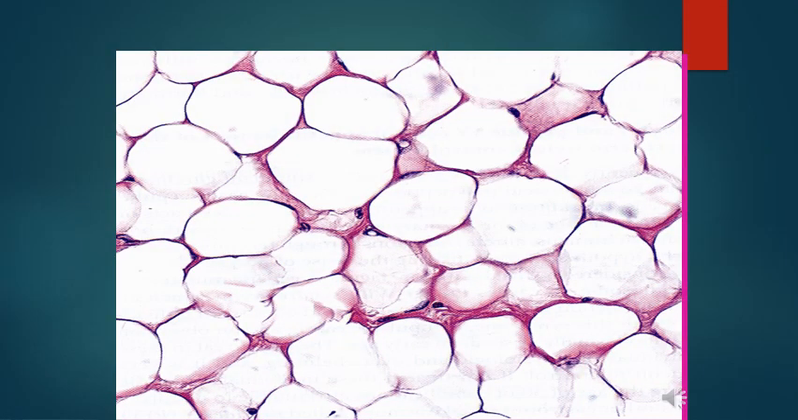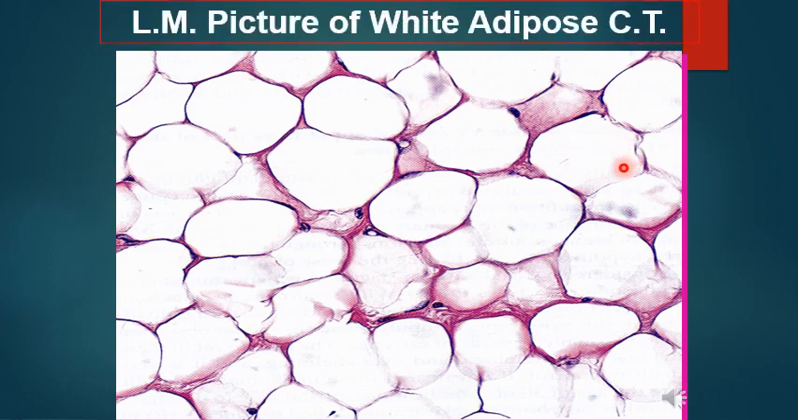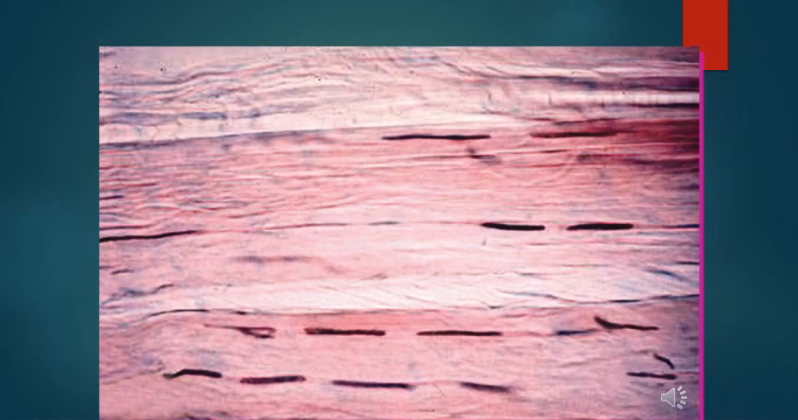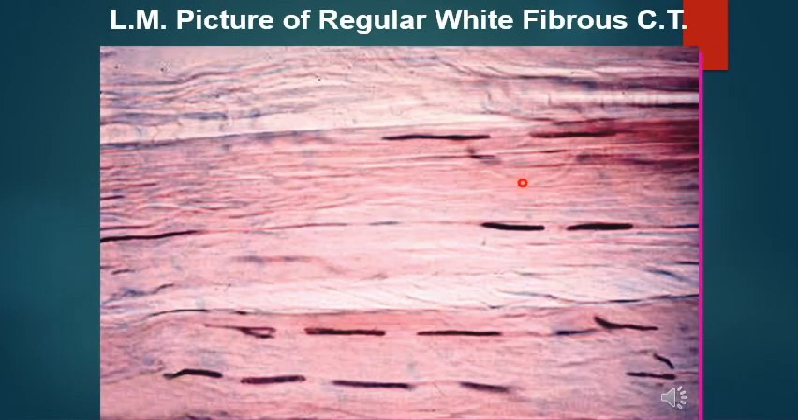This is called the white adipose connective tissue. As you can see here, it's formed of fat cells with the signet ring appearance and a rim of cytoplasm. This is stained with hematoxylin and eosin. This is regular white fibrous connective tissue in which the collagen fibers are regularly arranged and fibroblasts are present in between them.